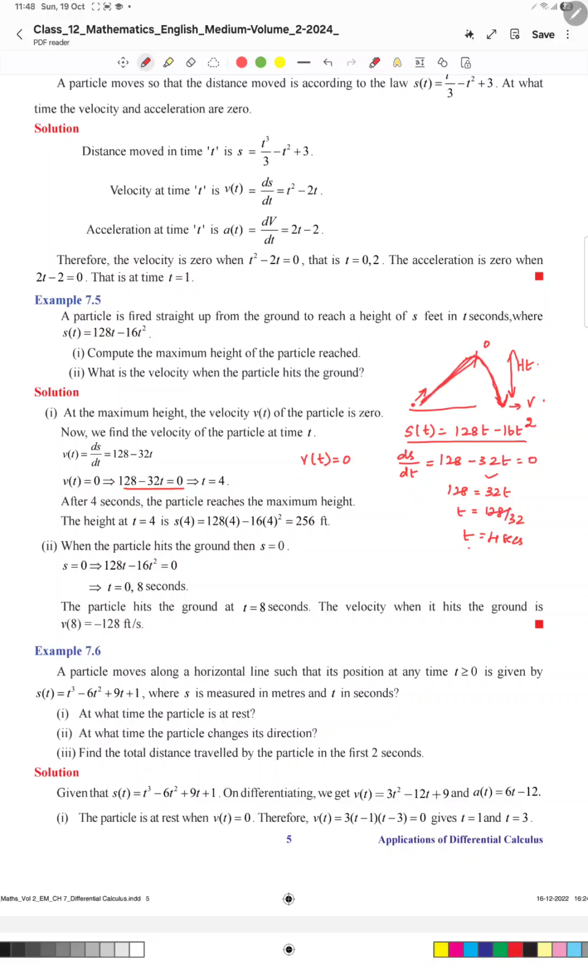So you have to substitute t equal to 4 in s of t. So 128 into 4 minus 16 into 4 the whole squared. That is equal to 256 feet. So the maximum height it reaches is 256 feet and the velocity is 0.